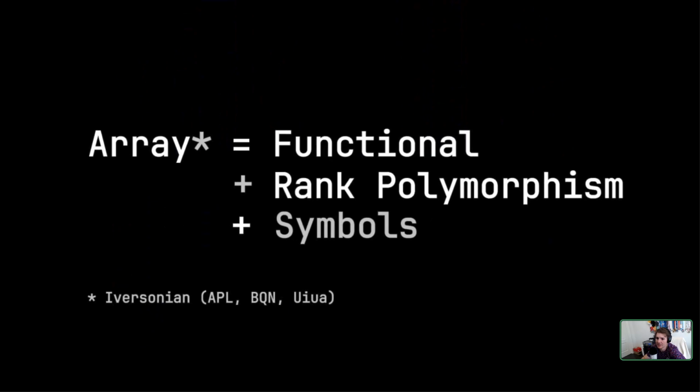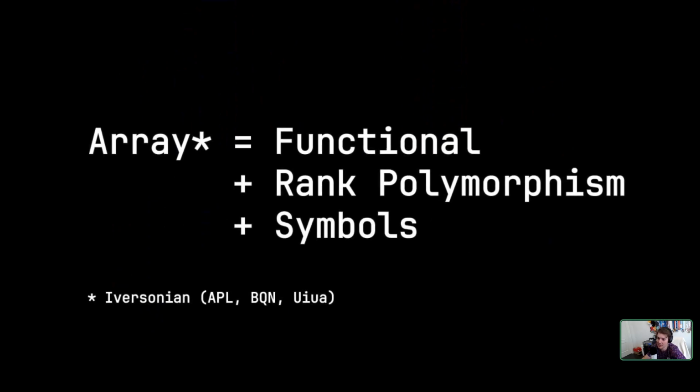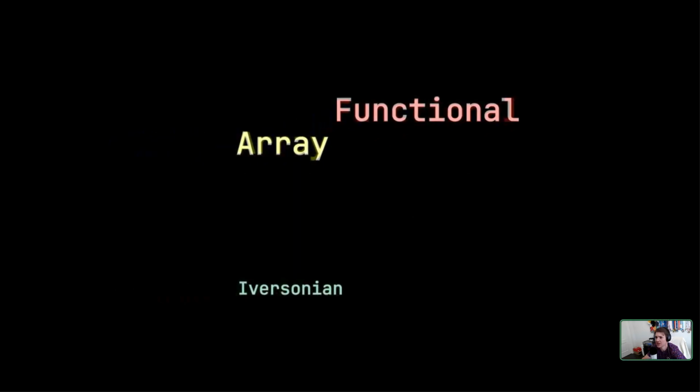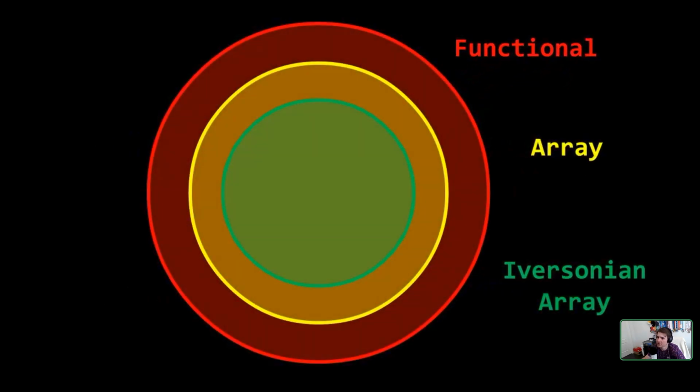If you want to talk about the languages that I'm a huge fan of, Iversonian array languages like APL and BQN are kind of like functional languages plus rank polymorphism plus symbols. And BQN is the most functional of these languages. Technically, APL and J are missing a few things to really make them functional languages, but BQN has everything you need. So if you want to put this in a diagram, functional is your outer circle. Then a subset of that are array languages that have support for rank polymorphism. And then inside that, if you've got a symbolic language like APL, then you have an Iversonian array language.